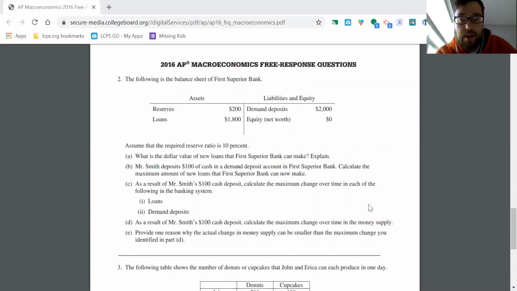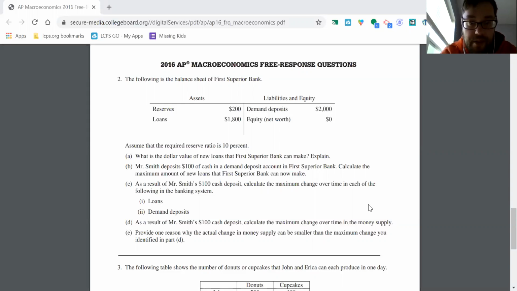Okay, so the one thing to note about this is that assets are broken up into just loans and reserves. Sometimes you will get a different type of T-chart where it has a category that's called required reserves. In this case, they want you to make that calculation and distinction. So it's good to do that to figure out how much of this is required reserves, which is going to be 10% of our demand deposits, right? So let's take 10% of 2,000. So that should be 200.